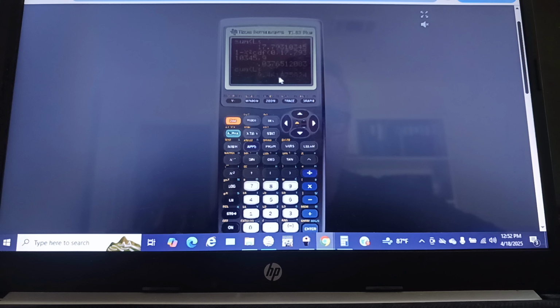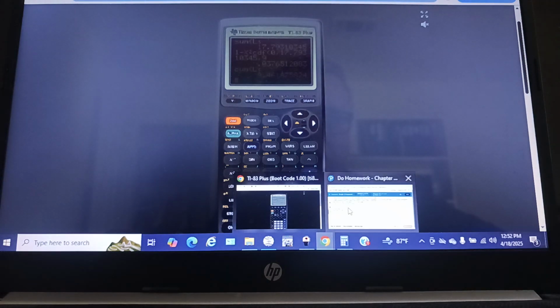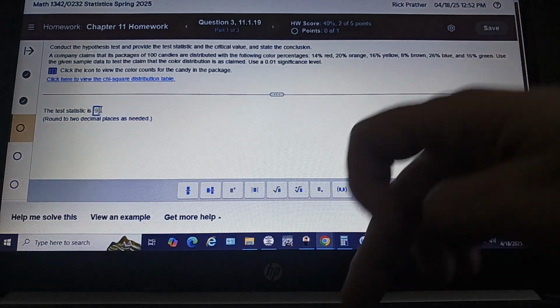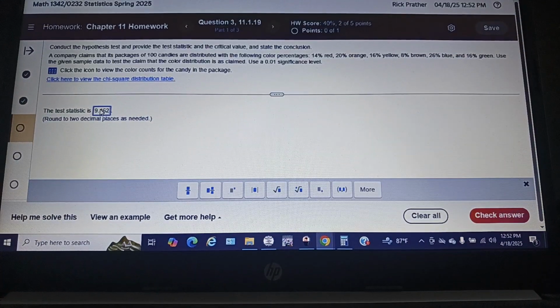9.462 if you bump this 1 up to a 2 because of the 6 after it. 9.462. They didn't even bother to do the null and alternative. They just went right to the test statistic.